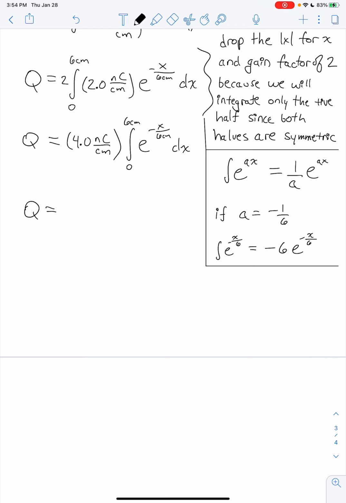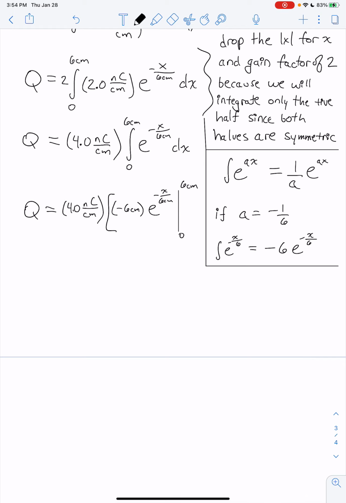So let's come back over here and we'll do 4 nanocoulombs per centimeter. That's still hanging out front. And then what does our integral end up being? Well, it's going to be a term of negative 6 centimeters and then e to the negative x over 6 centimeters, evaluated at 0 and 6 centimeters.